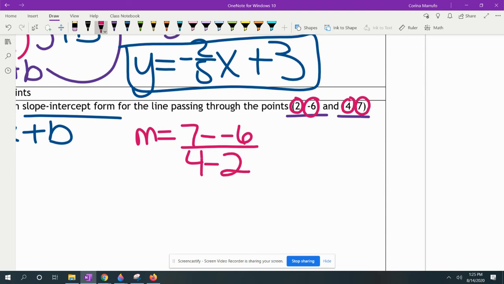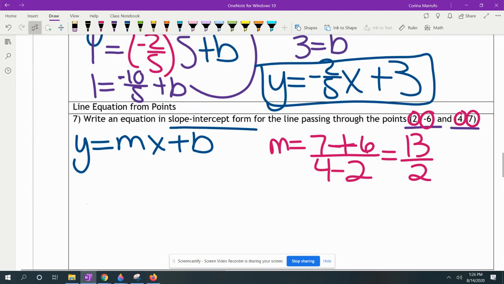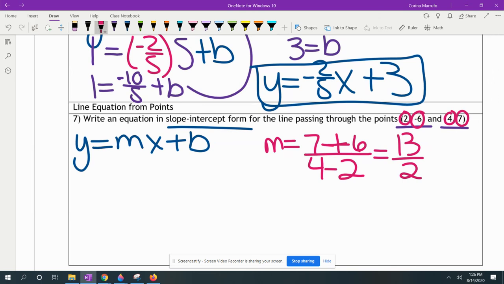All right, so now that we set this up, we're going to go ahead and solve for it. 7 minus negative 6, that turns into a positive, and that's going to give us 13. Divided by 4 minus 2 gives us 2. Now this we cannot simplify, so it's going to have to stay like that. It's not a pretty number. Okay, so now we know what m is. So m is 13 over 2.